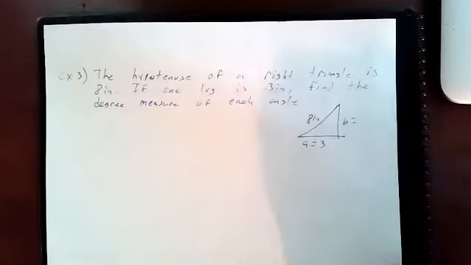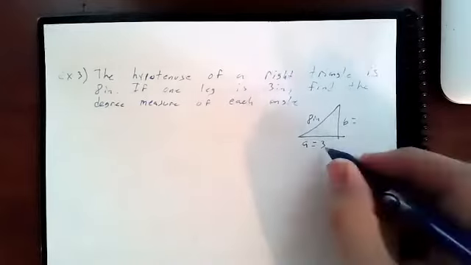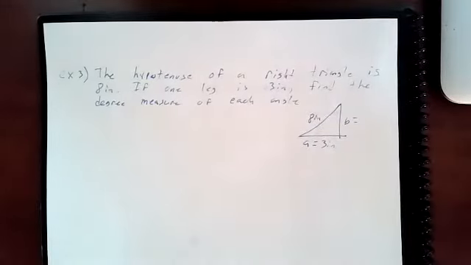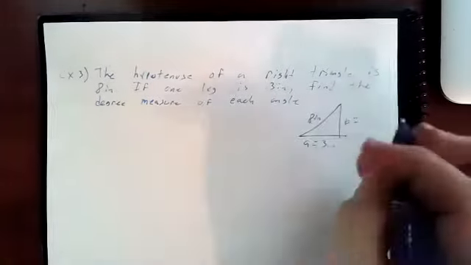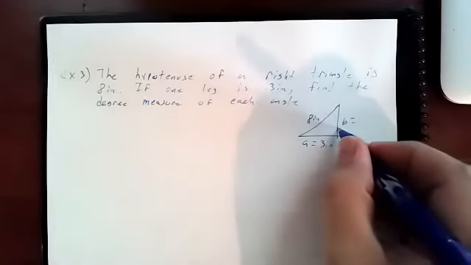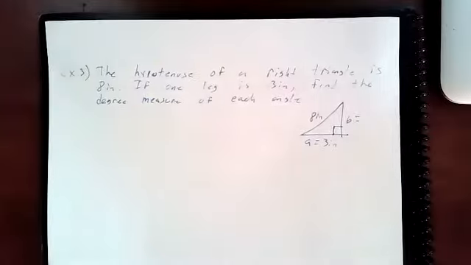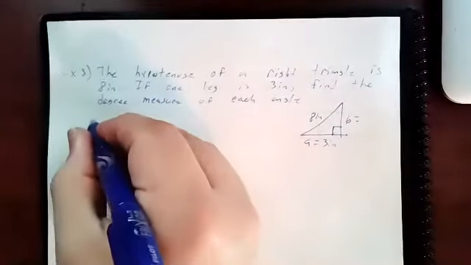I don't know what B is, so I'll have to find it using the Pythagorean theorem, right? Or the definition of your trig functions, depending what you want to do. Since they did not give me any angles, let's see here. We do know it's a right angle, so we do have one angle. So let's start writing everything down.